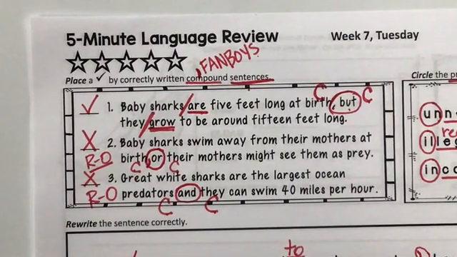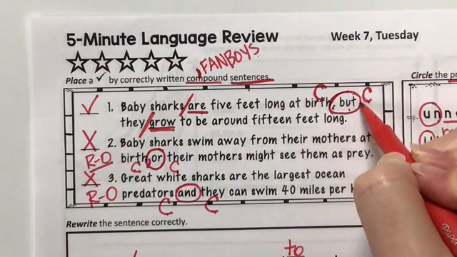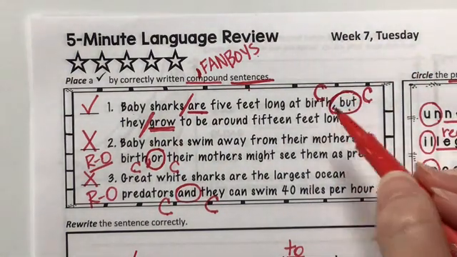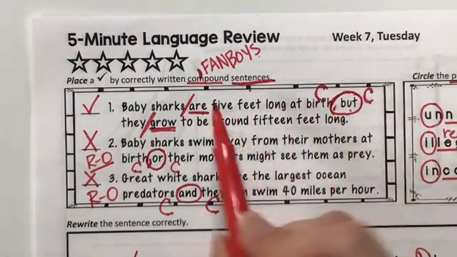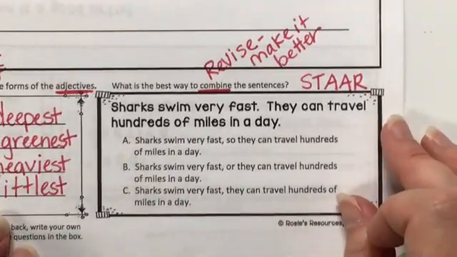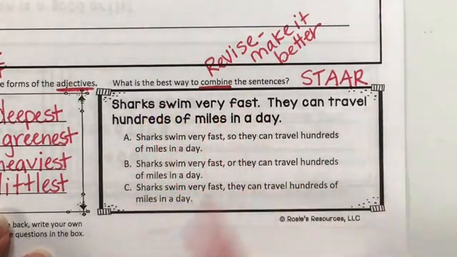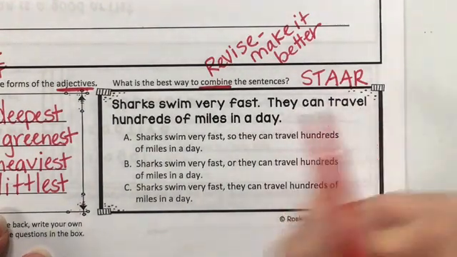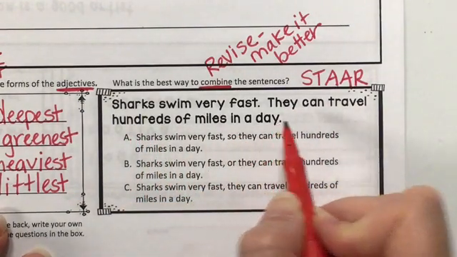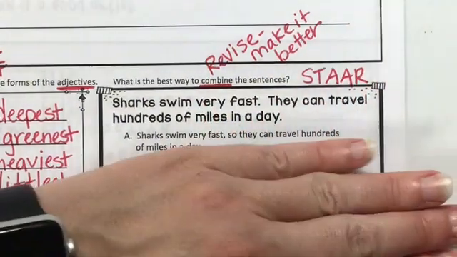When we combine 2 complete sentences, we need a comma conjunction separating them. This is how we combine sentences. We make them compound sentences. So let's look at this box. It says, sharks swim very fast. That is a complete sentence. They can travel hundreds of miles in a day. That is also a complete sentence. So we're combining 2 complete sentences.